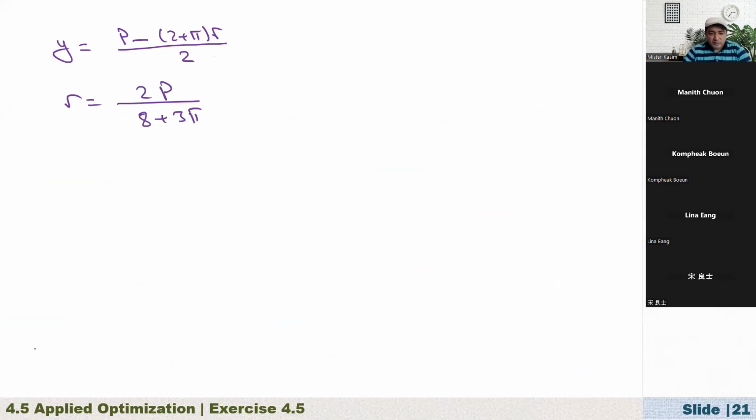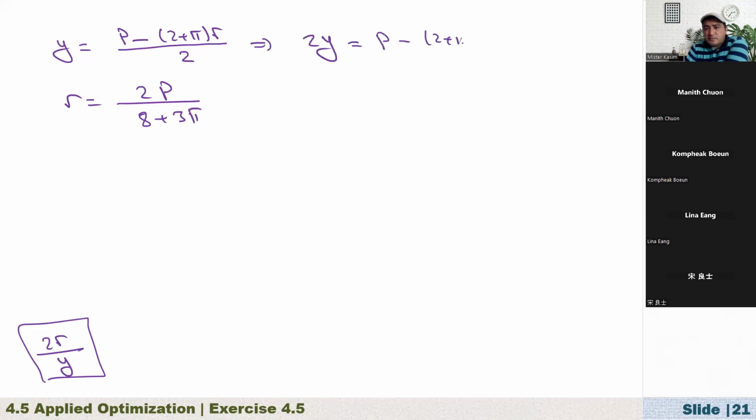Now using this one, what I'm trying to find here is 2r over y, right? I need this ratio. So how can I do that? I'm just going to express p in terms of y and r, right? Now from the first equation, let me just write here, 2y is equal to p minus 2 plus pi r. Now from the first equation, what is p? P is equal to 8 plus 3 pi, right? Times r over 2.